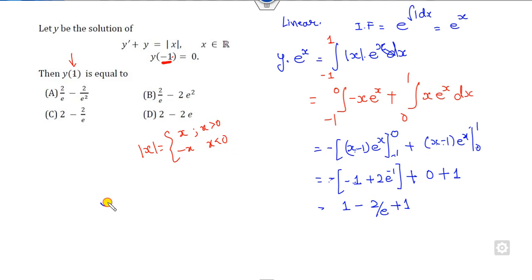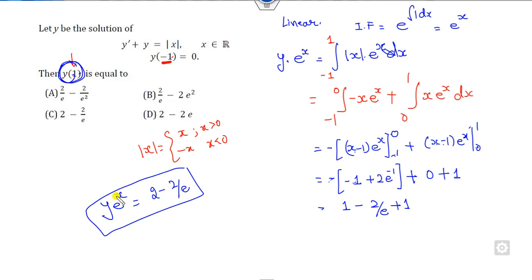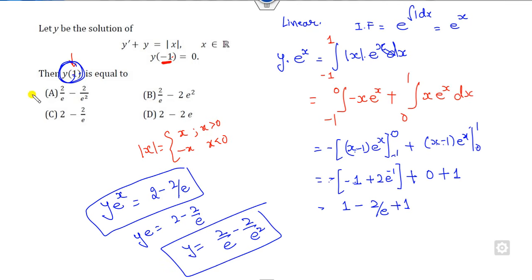So it means y times e raised to power x is 2 minus 2 over e. And your target is to find the value at x equal to 1. Take x equal to 1. So y times e is 2 minus 2 over e. So what is y? It is 2 over e minus 2 over e square. So that is my first correct answer, A.